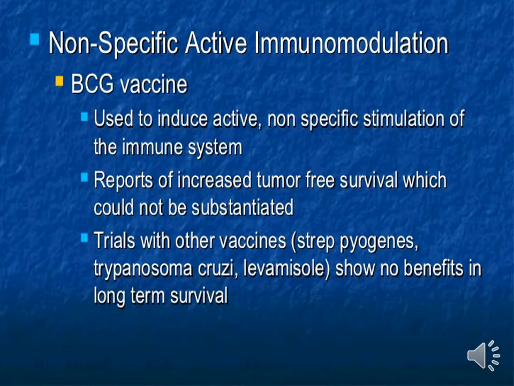Non-specific active immunomodulation, like BCG vaccine, is used to induce active non-specific stimulation of the immune system. There was a report of increased tumor-free survival, which could not be sustained. Trials with other vaccines, Streptococcus pyogenes, Trypanosoma, Corynebacterium parvum, levamisole, showed no benefit in long-term survival.